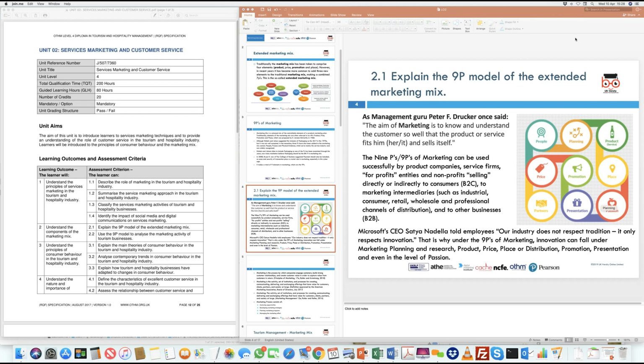Now, there are some other definitions that are put across on the slide. Here, when we look at the 9 Ps, they can also be used by companies to say that when they sell their products and services, they want to make the maximum profit if it's a private or a public sector organization, which is a business set up to make profits. But even if it's a non-profit or an NGO, a non-government organization, or a charity, they are also selling their products and services directly or indirectly to consumers.